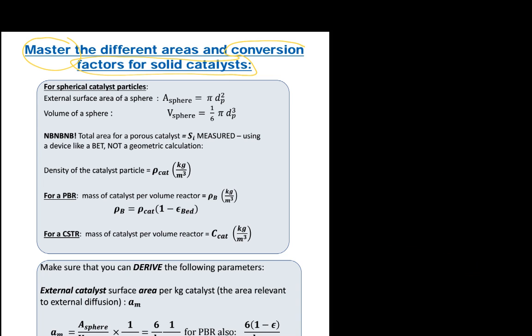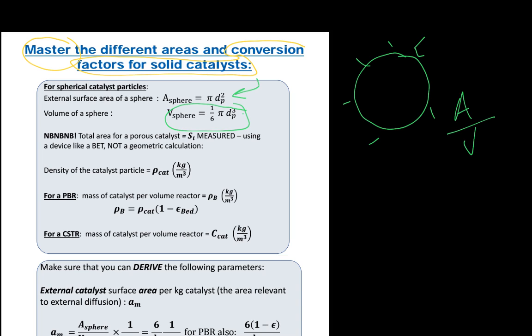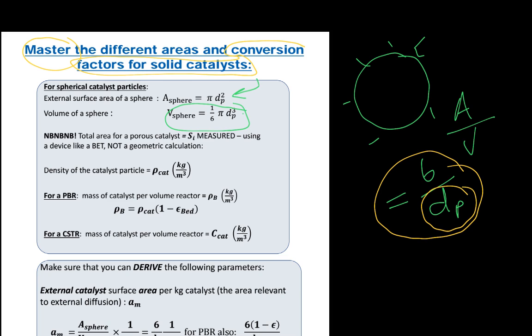For that purpose, you need to remind yourself of the external surface area of a sphere. What's the amount of external surface that's available? And you need to be able to calculate the volume of a sphere. We are going to need that when we calculate the area per volume of a perfectly spherical particle. That simply depends on the size, the diameter, of our sphere. The smaller our size, the bigger the area available per volume of catalyst.